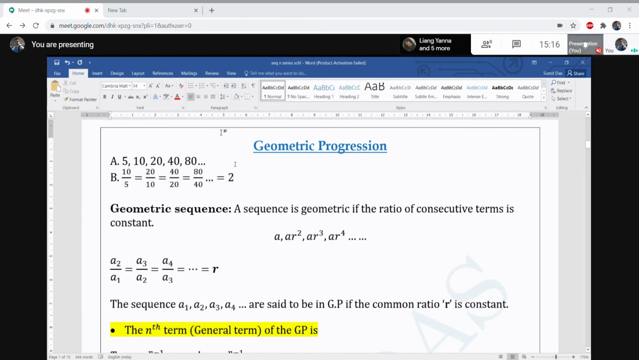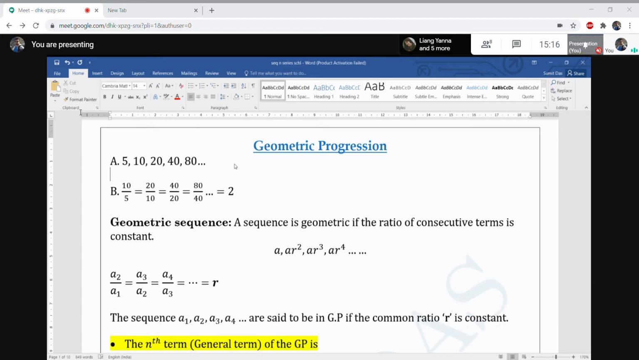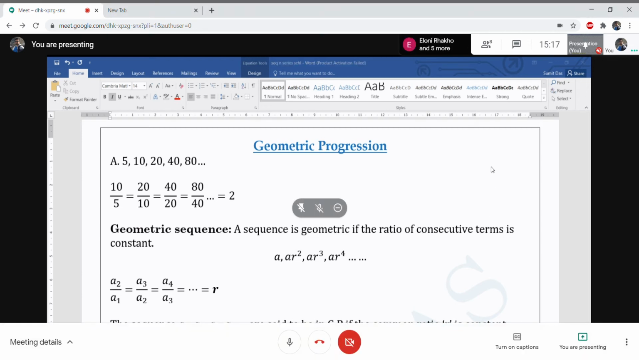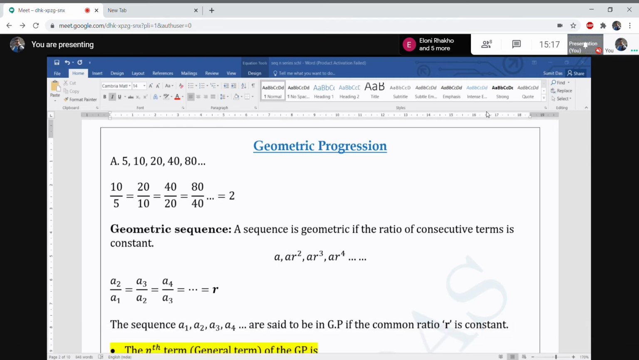A and B, you can see two things. A is written 5, 10, 20, 40, 80. This 5, 10, 20, 40, are they following any sequence? Anyone? Are they following any sequence?